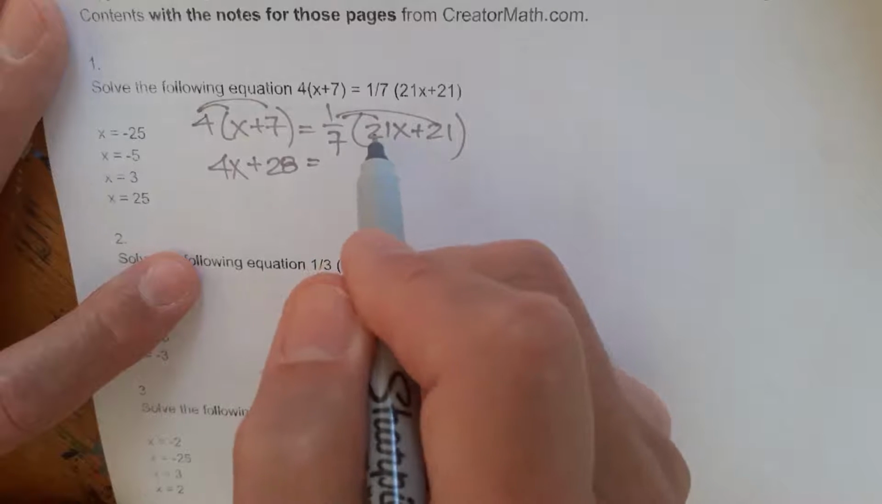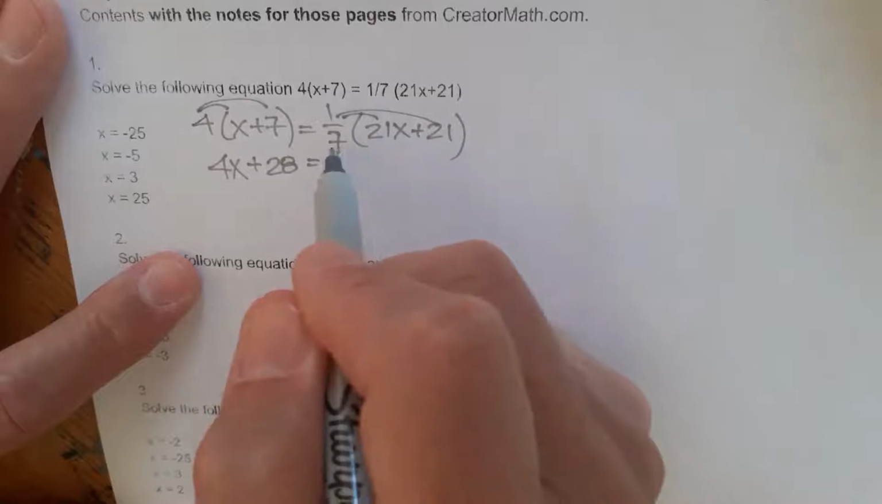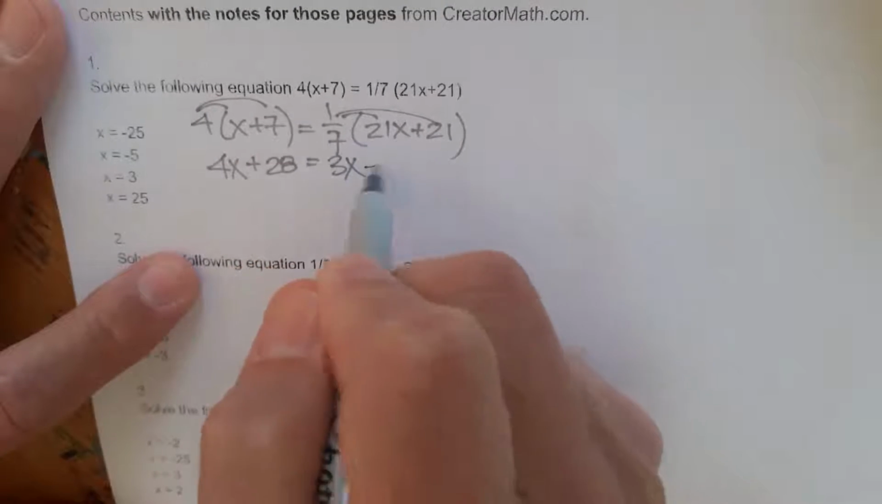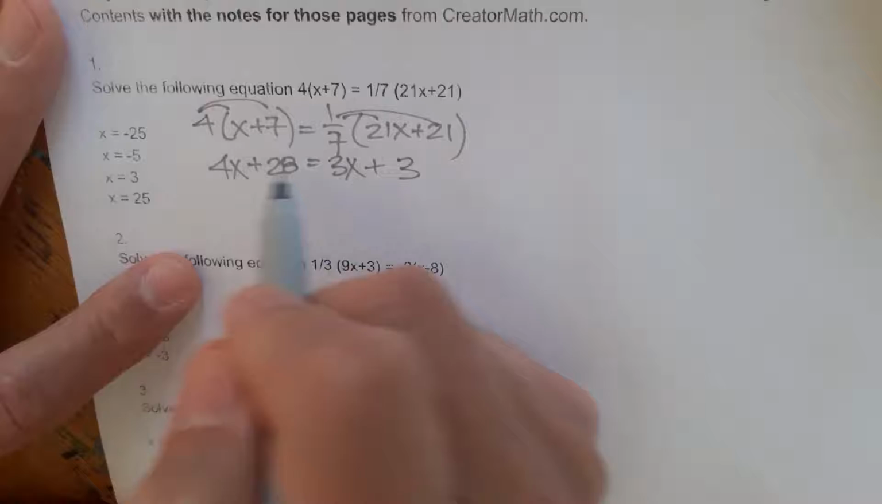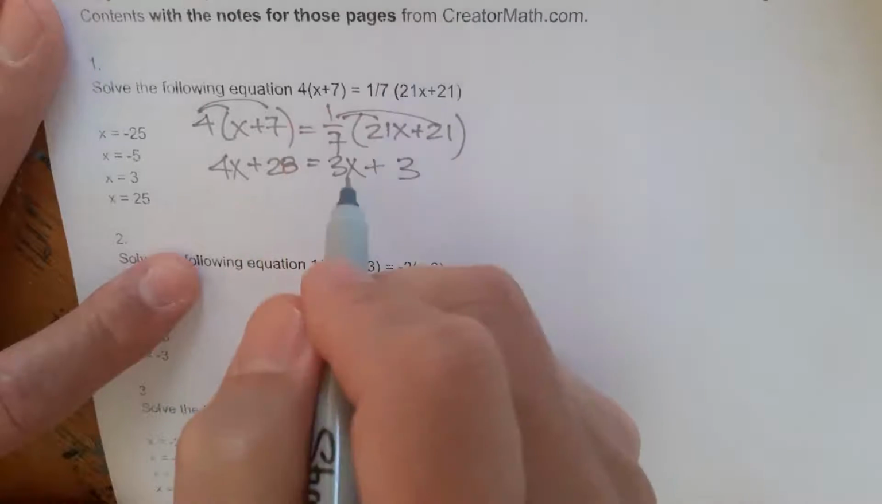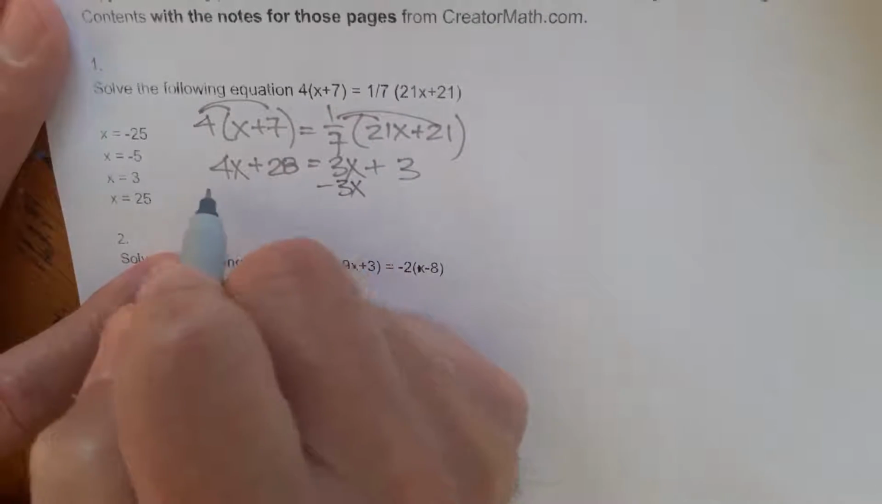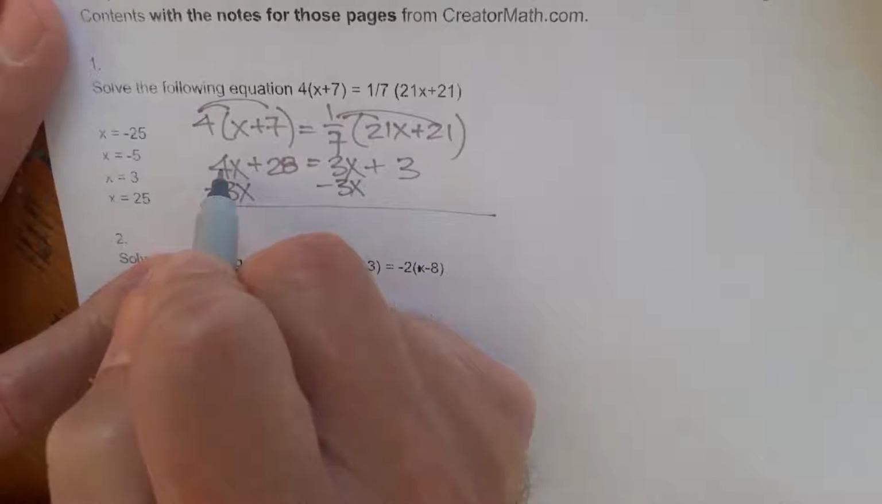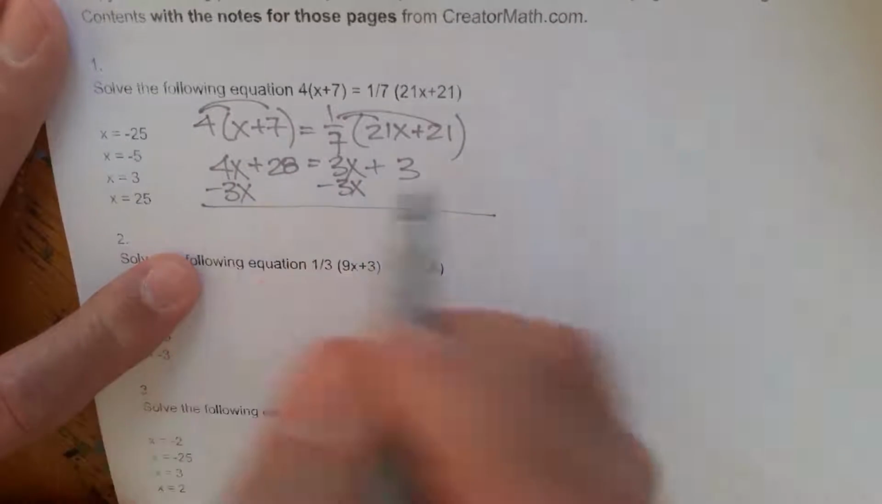And this one just happens to be 21 divided by 7. 21x divided by 7 is 3x. So 21 divided by 7 is plus 3. So notice we have variables on both sides of the equals. We're going to subtract the smaller number of variables from both sides. In this case, 3x is smaller than 4x, so we subtract 3x from both sides.